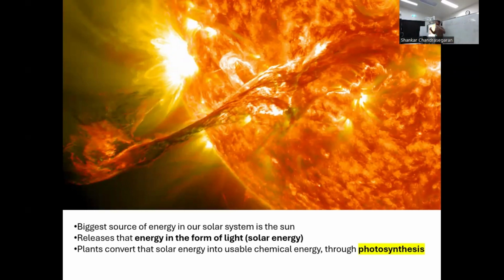All right. So we start off with the sun, right? The sun is the biggest energy source in the solar system, as we are very aware of. So early life was trying to use this sunlight, use this energy coming from the sun to make food for itself.